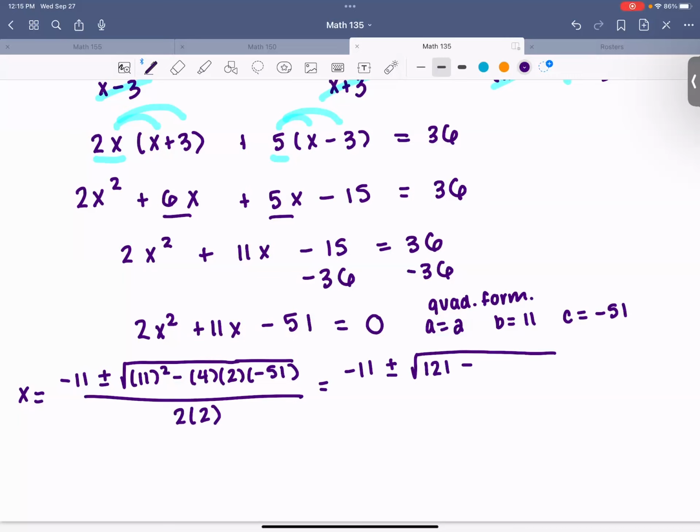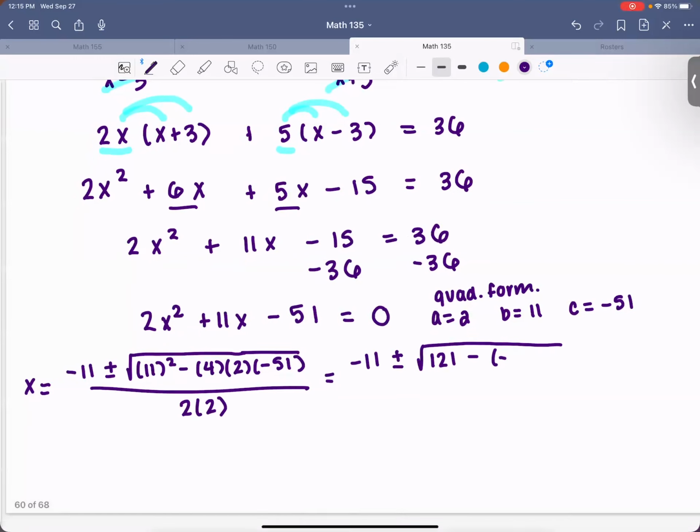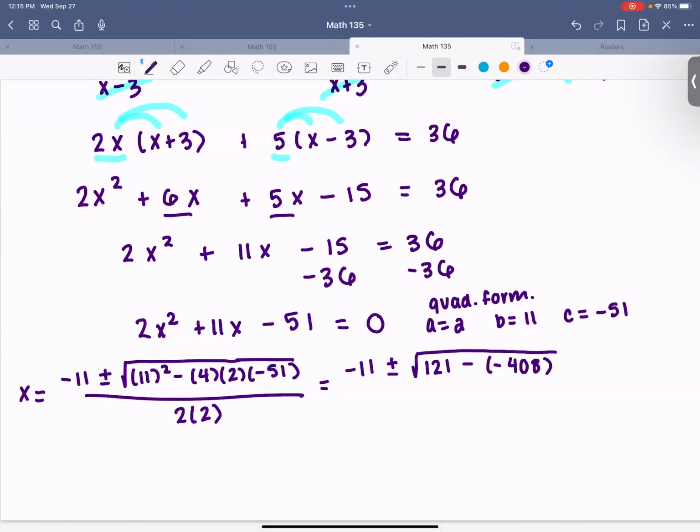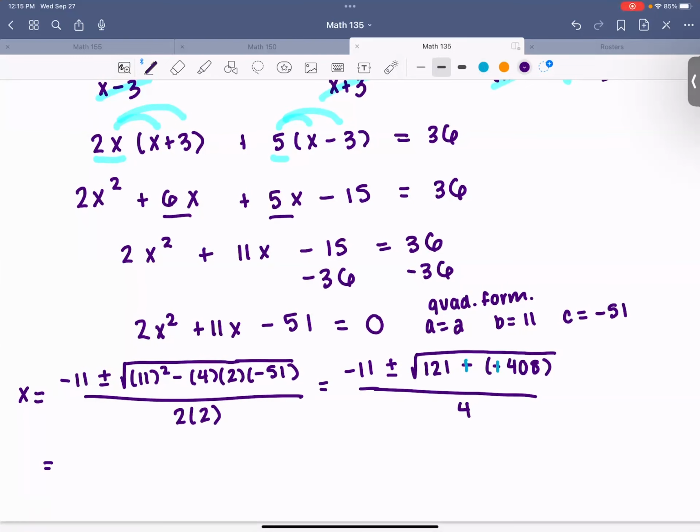What's 4 times 2 times 51? Oh, negative 51, yeah. Let me do that in my calculator. Perfect, negative 408, good. And then 2 times 2, that's easy, that's 4. Looks like the negatives can cancel each other out, right? I have a negative and a negative, so this is just plus. Let's rewrite this as negative 11 plus or minus the square root of 121 plus 408, which is, yeah, I think you're right, 549.